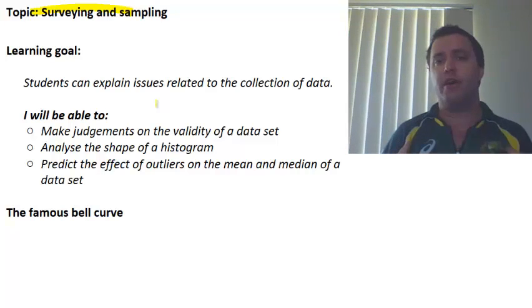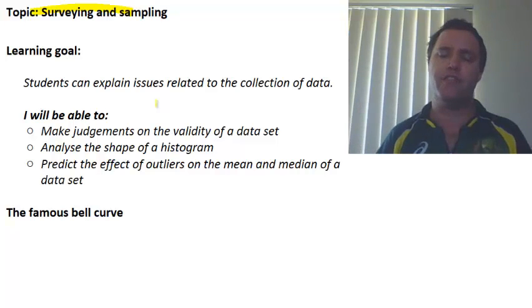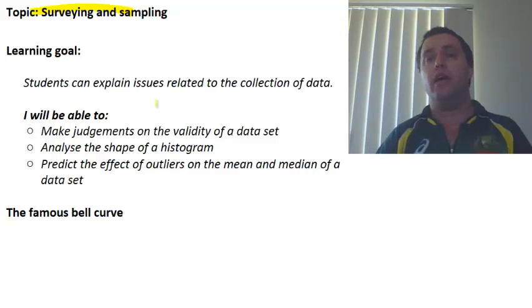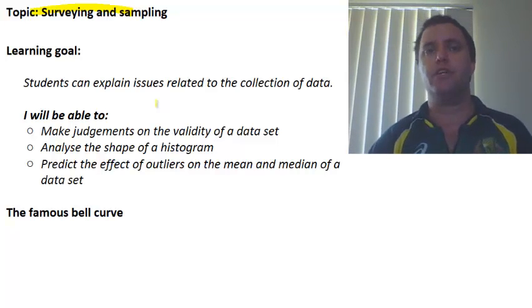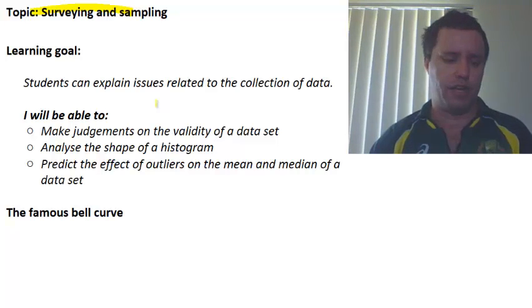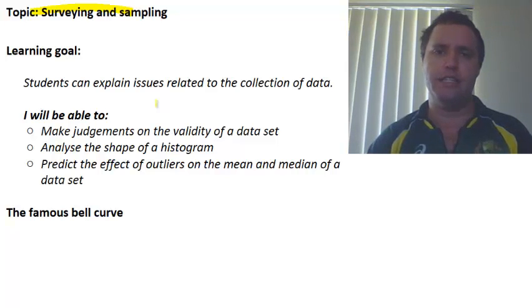And for the assessment item, it's probably going to be the big difference between people who do really well and people who just manage to pass the assessment. So this is a really good one for you to get a handle on, and should give you some good ideas of where to go for your assignment. By the end of this, you should be able to make judgments on the validity of a data set, analyse the shape of a histogram, and predict the effect of outliers on the mean and median of a data set.